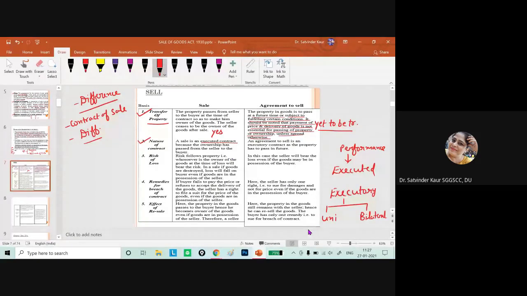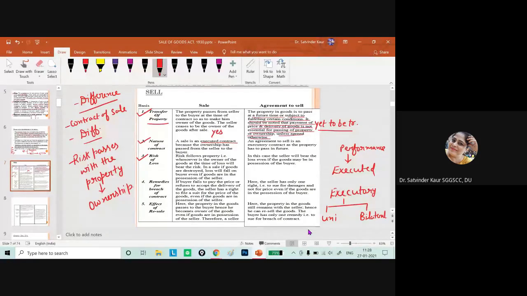Then another difference can be on the basis of risk of loss. So when we talk about risk of loss, we say risk passes with the property. And when we say risk passes with the property, here property means the ownership, right? So whosoever is the owner at the time of loss of the goods is going to bear the loss.